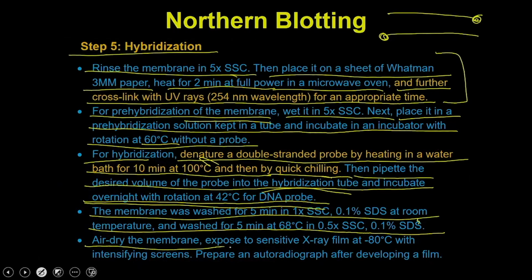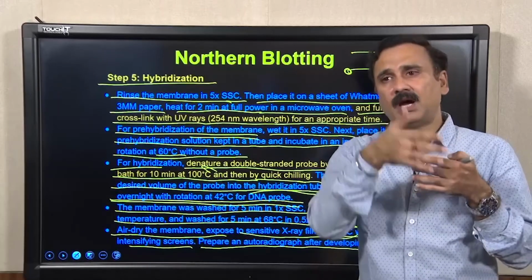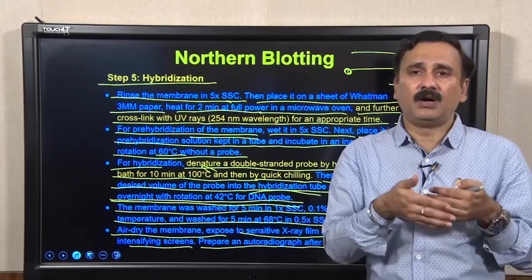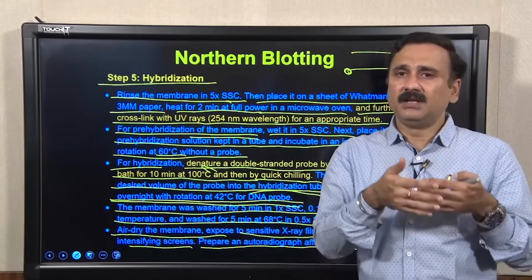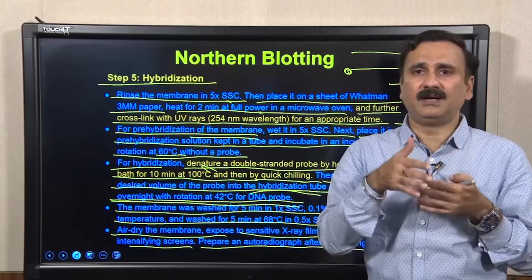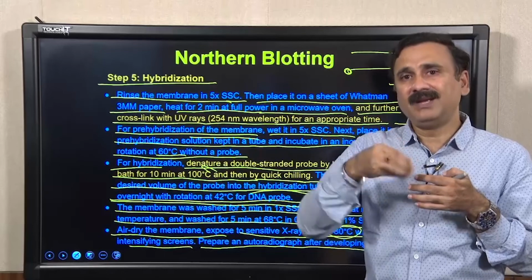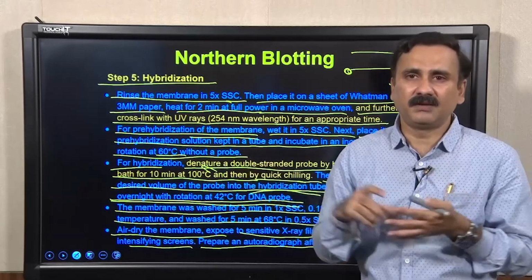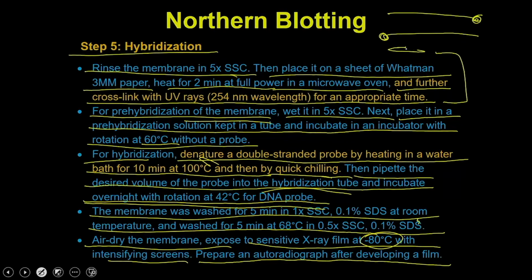Then you air dry the membrane and expose it to sensitive X-ray film at -80 degrees Celsius with intensifying screens to prepare an autoradiogram after developing the film. So, once you are done with the hybridization, you can do the development, and that is how it is going to give you the autoradiogram. The autoradiogram has to be done at a very low temperature. The reason for doing it at -80 degrees Celsius is that you do not want the beta particles to travel very far away from the signal, because what will happen is if you do it at a high temperature.